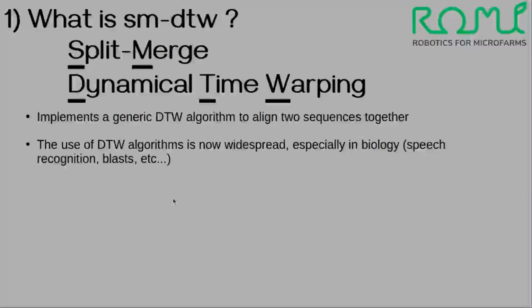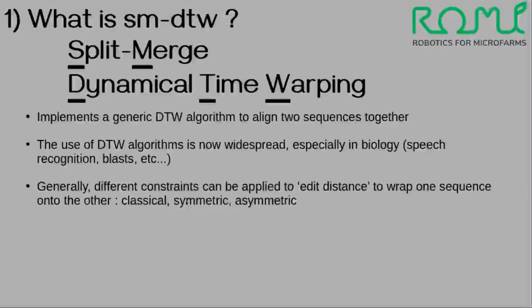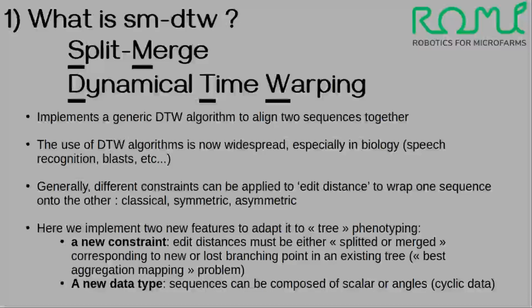So the idea is to warp one sequence onto another, a test sequence which has diverged from a reference sequence, and to find the place where those two sequences diverge. Generally, different constraints can be applied to the edit distance to warp one sequence onto another. This can be classical, symmetric, asymmetric. And in our new tool, we implement two new features to adapt it to tree phenotyping. First, a new constraint: now edit distances must be either split or merged, corresponding to either a new or lost branching point in an existing tree, which corresponds to a best aggregation mapping problem.